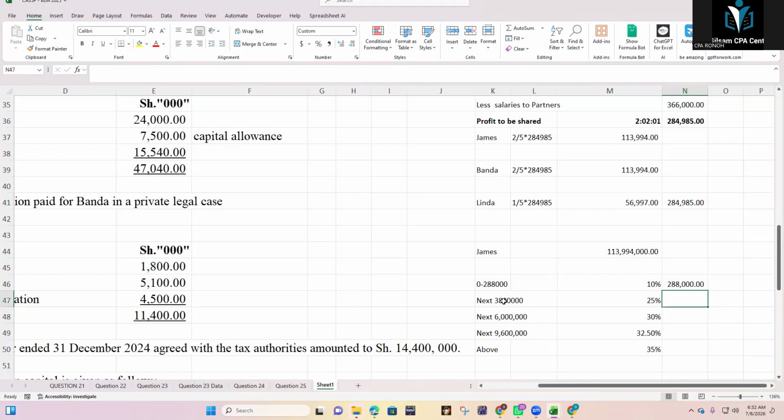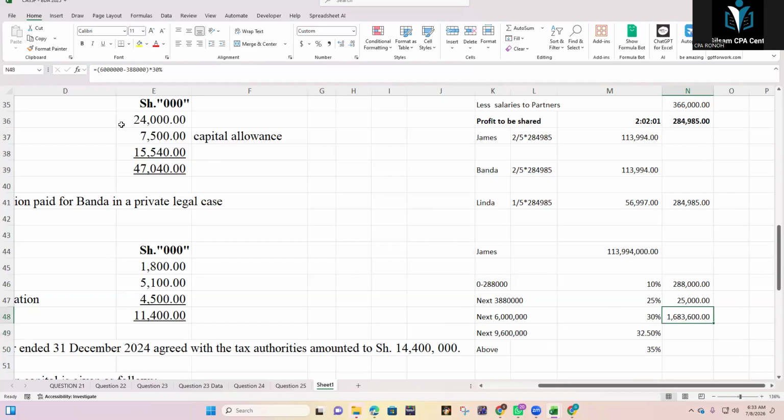Now get the difference between these two. 388,000 minus 288,000, you get a difference of 100,000. 100,000 multiplied by 25%, you get 25,000. Now, the next is 6 million. So 6 million minus 388,000, whatever you get, multiply by 30%.